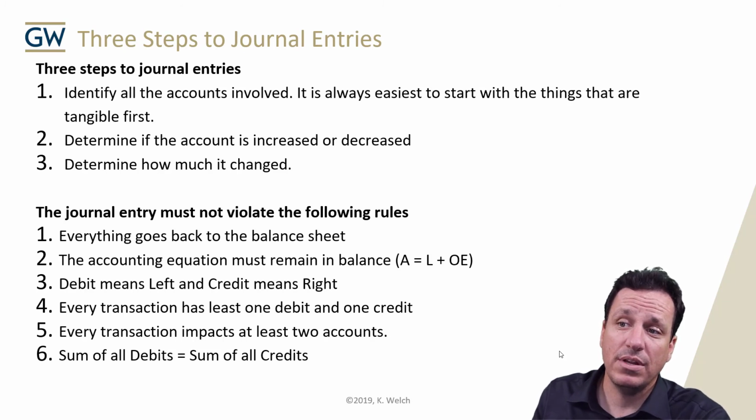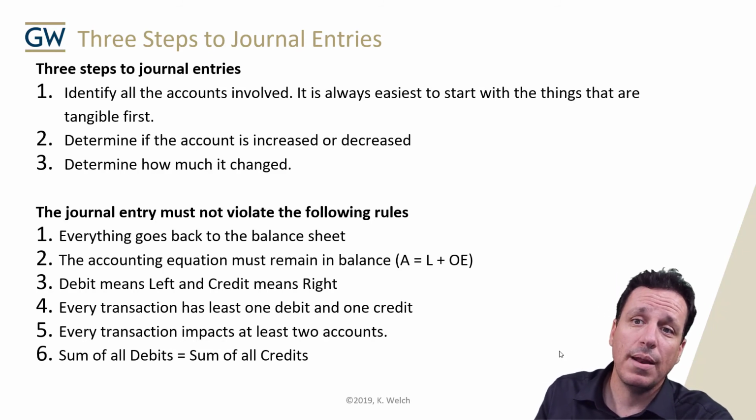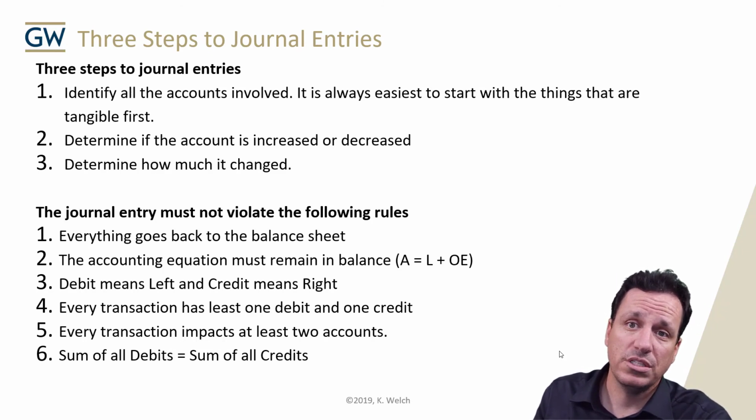Determine if the account is increasing or decreasing. That means debit or credit, depending on where you are, and determine how much it changed. And once you do that, if you look at all the other rules, you can kind of back into these journal entries and figure things out.